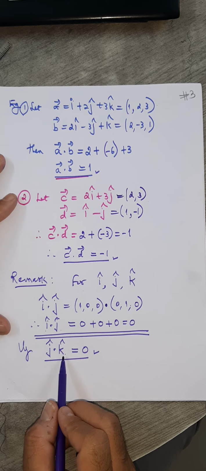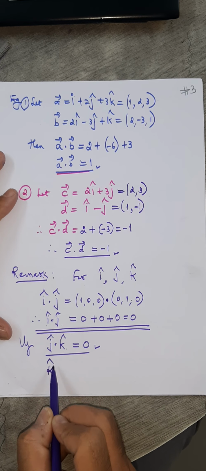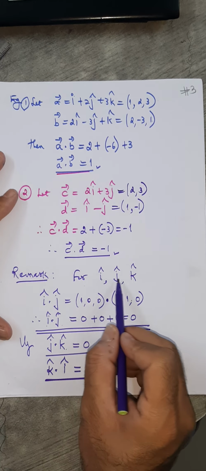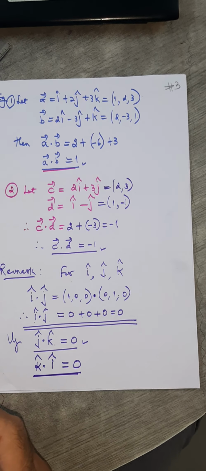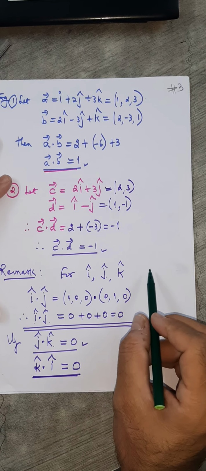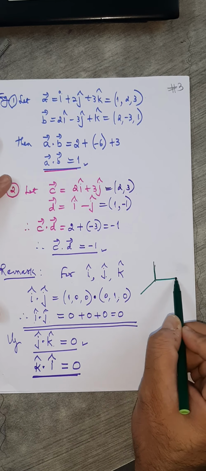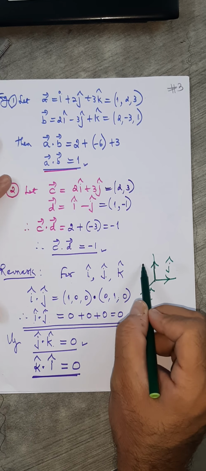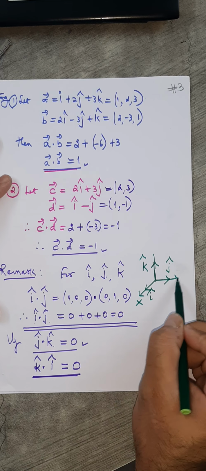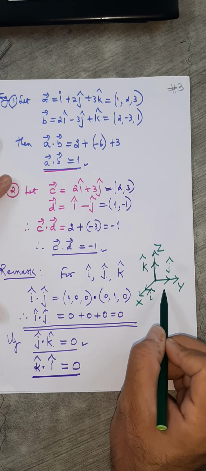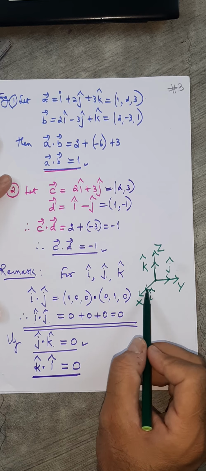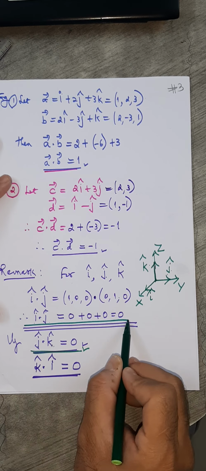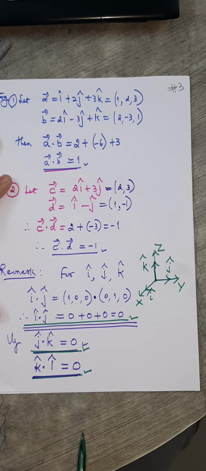That means these two are orthogonal. If I get k cap into i cap, this is also 0. Right? So i, j and k are the standard unit vectors in the direction of the three coordinate axes, the x-axis, y-axis and z-axis. They are perpendicular to each other, that we know. This is nothing but the direction of i cap, this is the direction of j cap, and this is the direction of k cap. So these two are orthogonal, I mean perpendicular, these two are perpendicular, and these two are perpendicular. The dot product is 0, that means they are orthogonal. Dot product is 0, orthogonal. Dot product is 0, orthogonal.